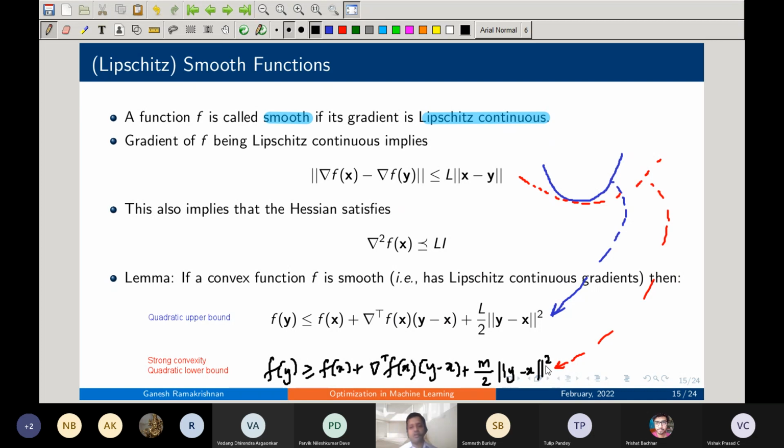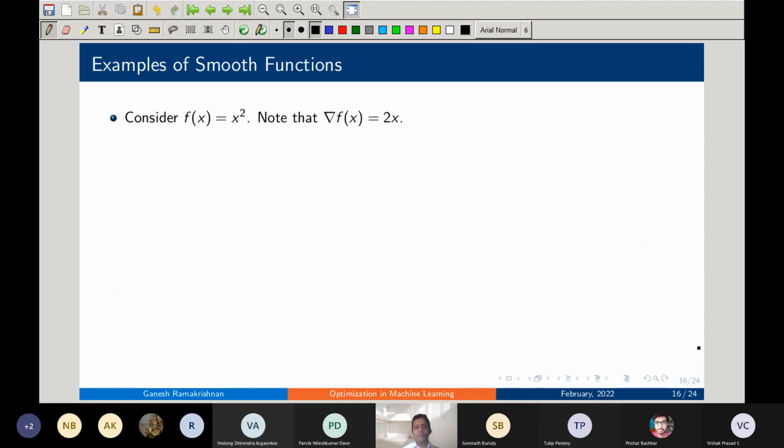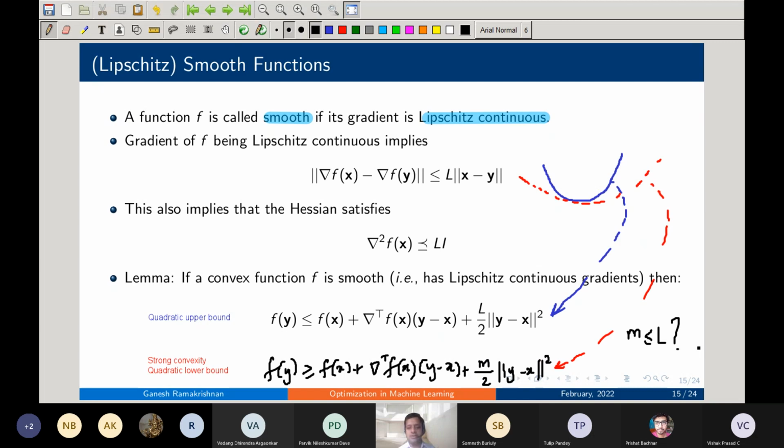So obviously you expect M to be less than L. Is that correct? M should be less than or equal to L, or ideally strictly less than, right? Okay, so is this clear? Then let's take examples. If there are questions, let me know. We'll be doing lots of examples.